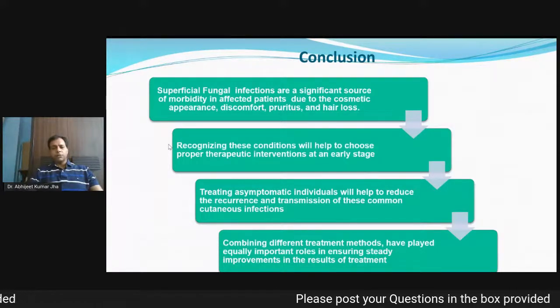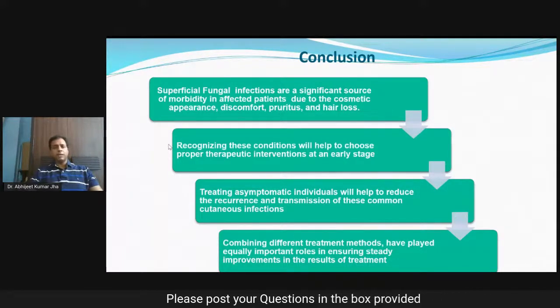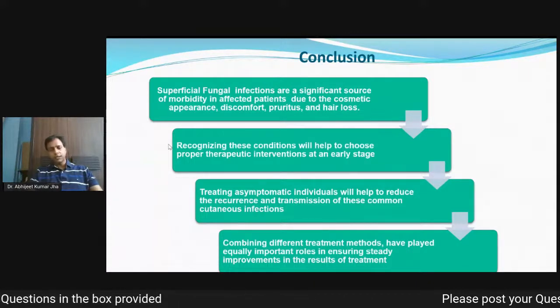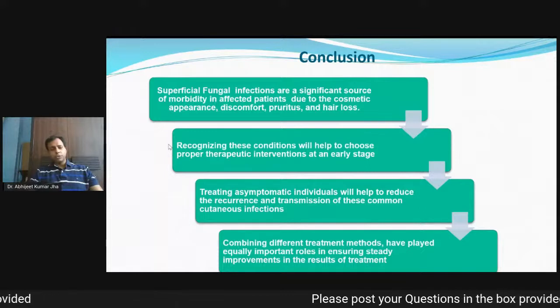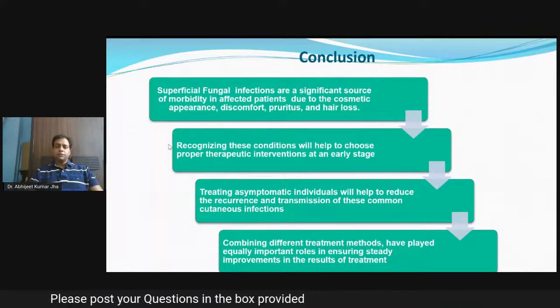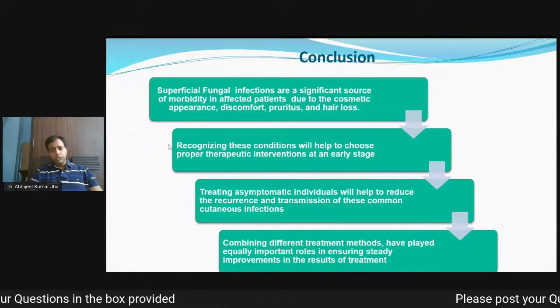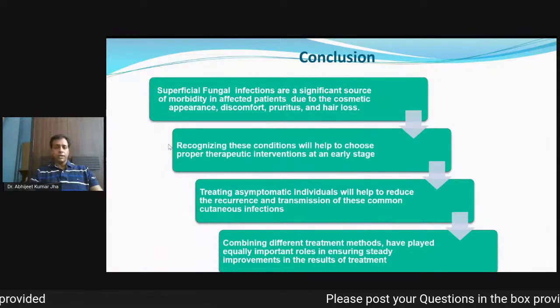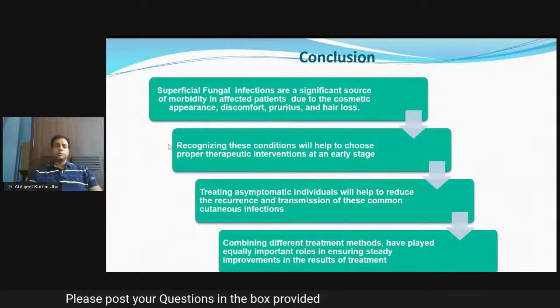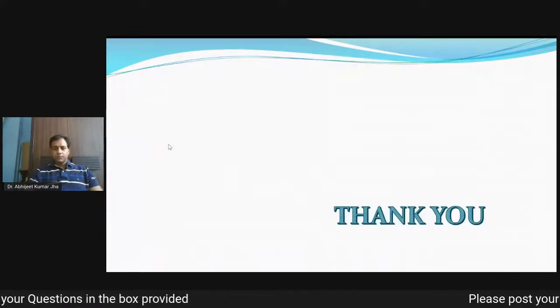Now, the combination of topical and systemic therapy is important. Secondly, when we are treating nail infection and the patient has acquired the infection for the first time or has not been treated, we should try topical agents first, and then go on with systemic antifungal treatment. Thank you.